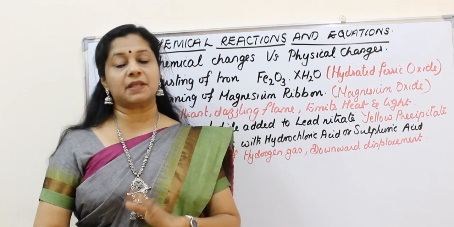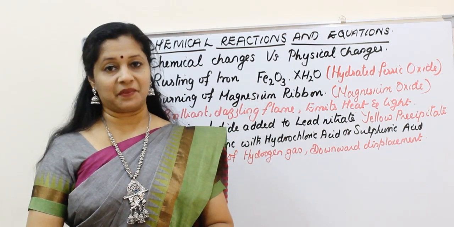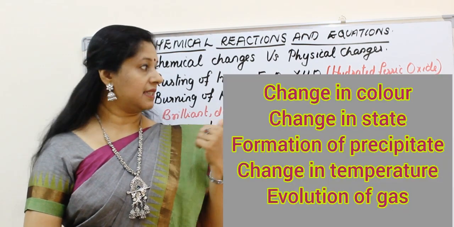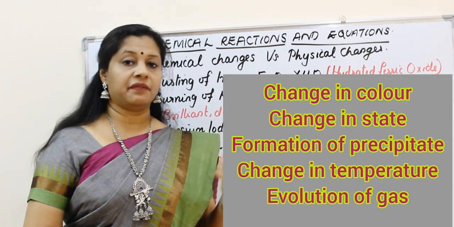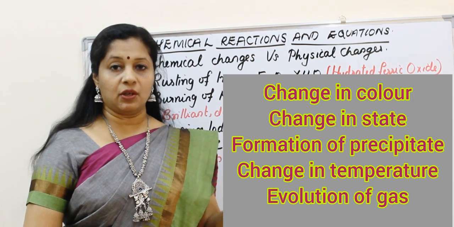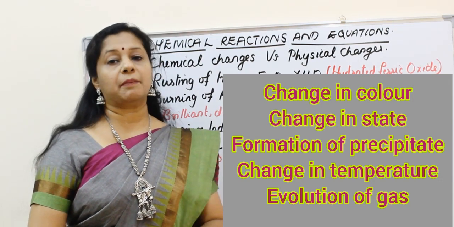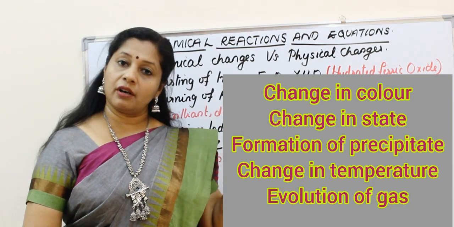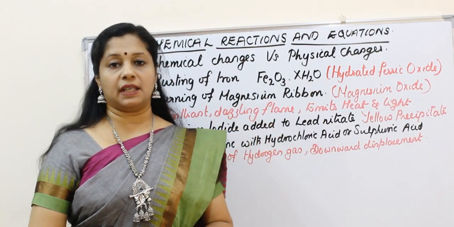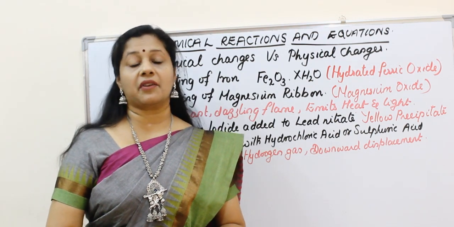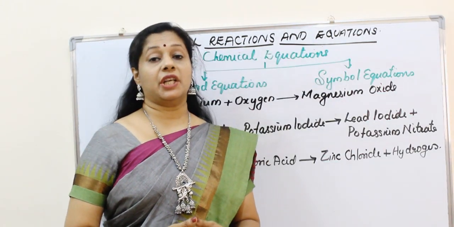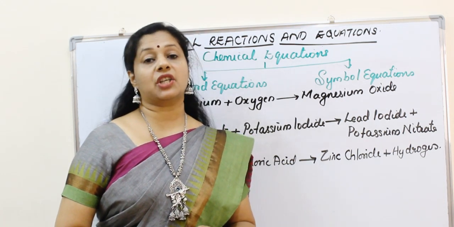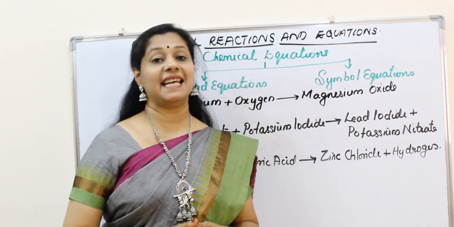Chemical reactions we can represent in the form of chemical equations. Now what are the main changes occurring during a chemical change? Change in color, as in the case of rusting of iron, change of physical state of the substance, evolution of a gas, formation of a precipitate and change in temperature. So if you observe any one of these or many of these together, we can say that a chemical reaction has occurred. Chemical changes are results of chemical reactions. Chemical reactions we can represent using chemical equations.